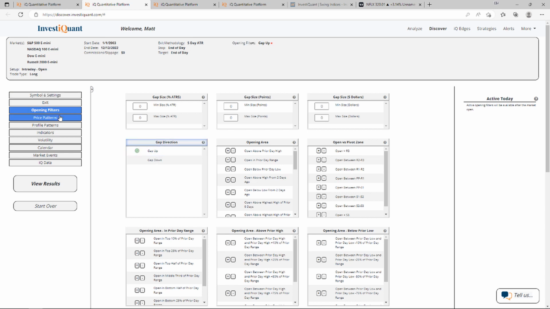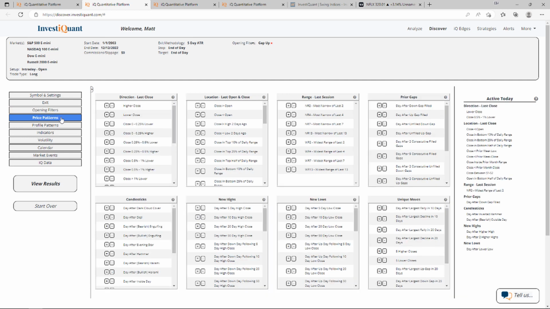The next thing I'm going to do is go to the price patterns library, and I'm going to say that Friday closed below the open. So I'm going to go to active today. I'm going to grab that from here, and there it is, closed below open. I clicked on it. It's been added to the test.